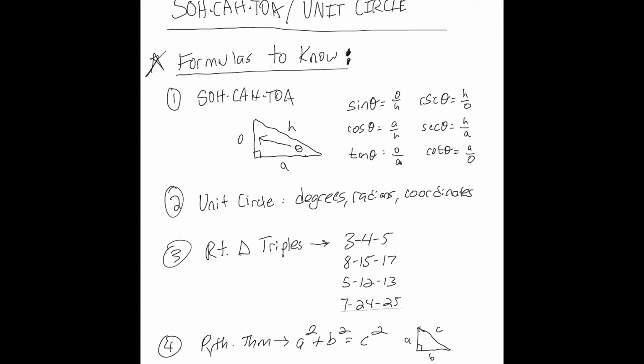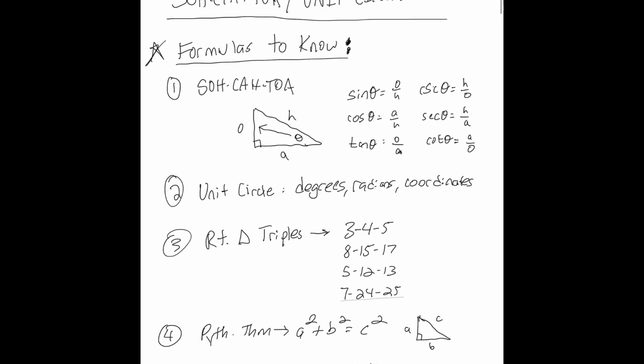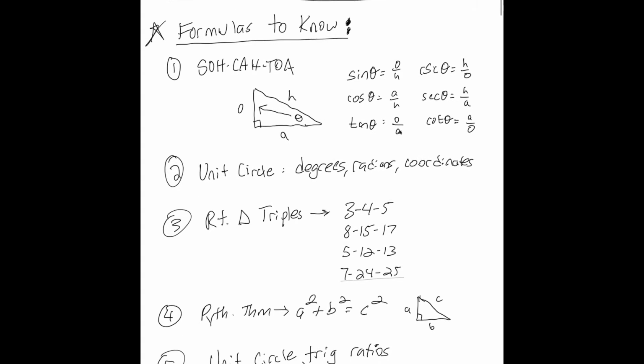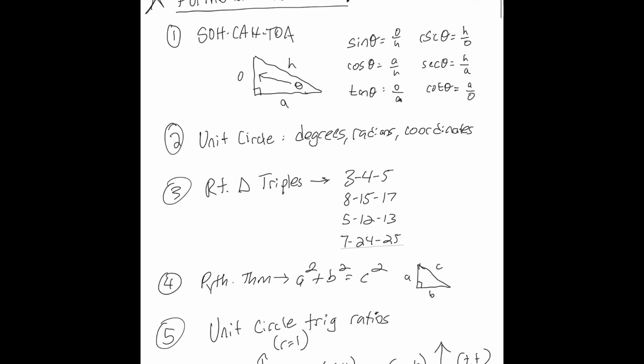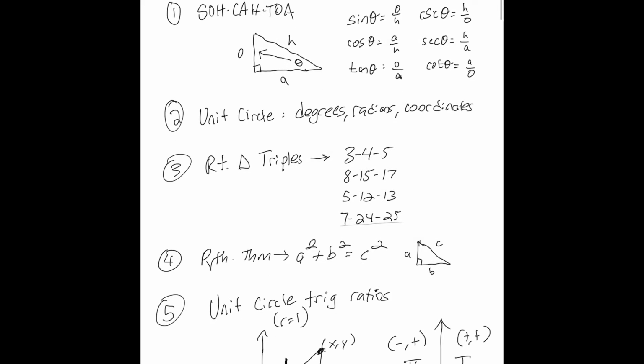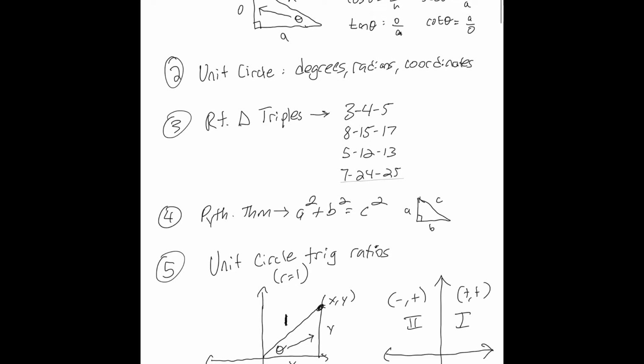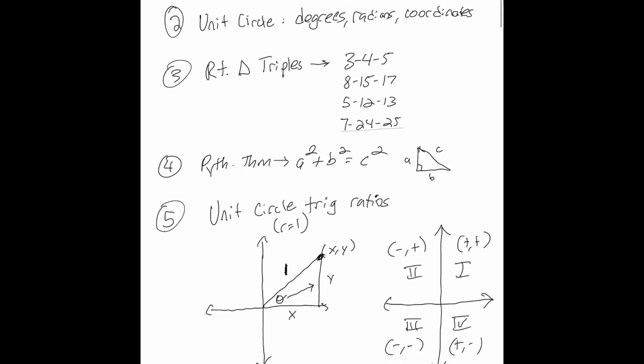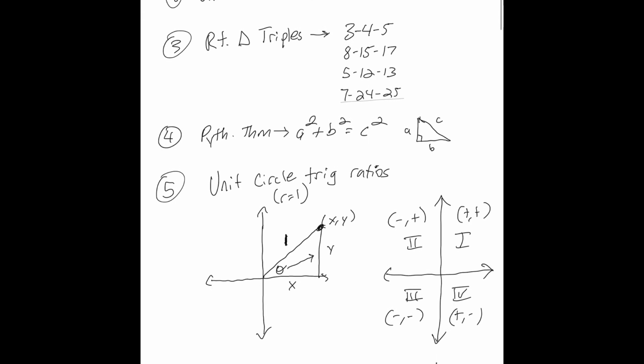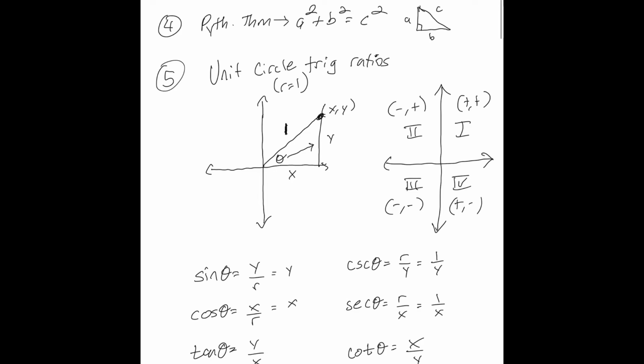Okay, I'm going to go over the formulas that you need for the questions on your test dealing with SOHCAHTOA and the unit circle. Obviously, you need to know how SOHCAHTOA works, their trig ratios. You need to have your completed unit circle with degrees, radians, and coordinates. You need to know your right triangle triples. You need to know Pythagorean theorem and how to use it. And you need to know your unit circle trig ratios.